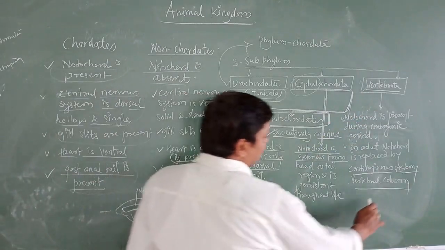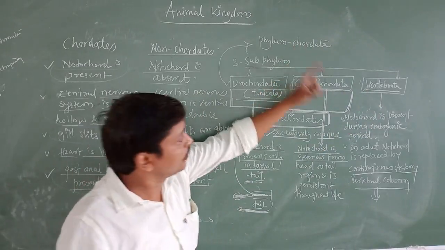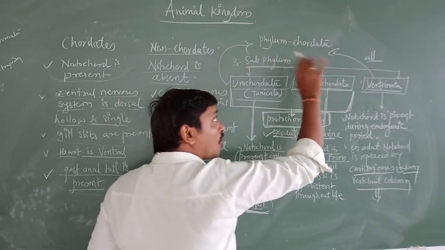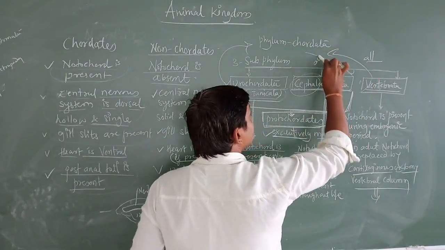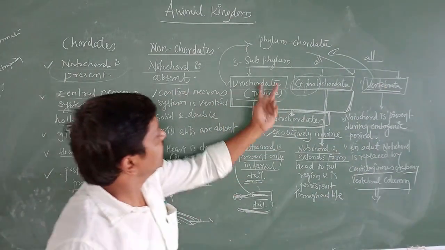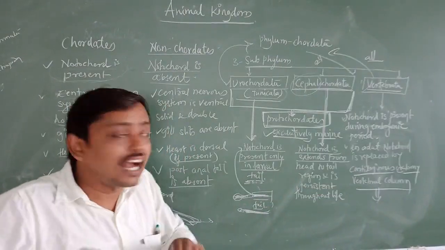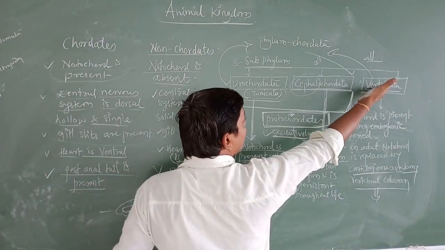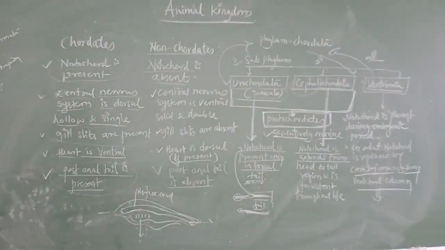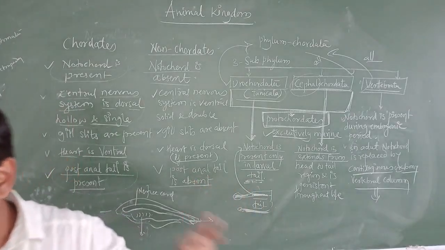So here we write a statement: all the vertebrates are chordates. What I told you: all the vertebrates are chordates but all chordates are not vertebrates. All chordates are not vertebrates because urochordates come under chordates but they do not have a vertebral column. So we write the statement: all the vertebrates are chordates but all chordates are not vertebrates. Understood what I told you?